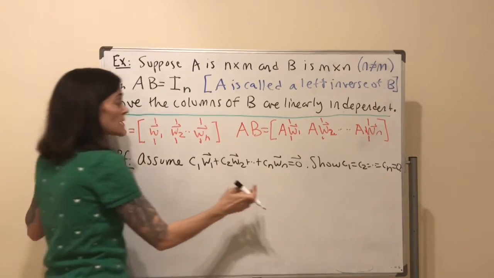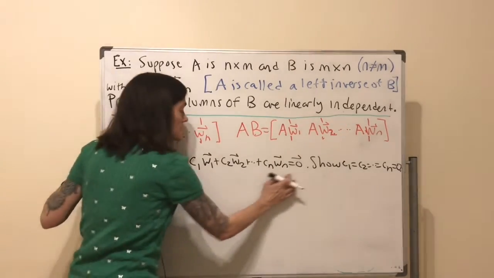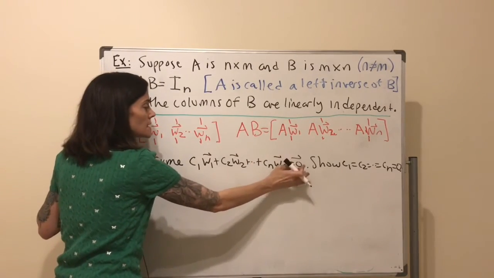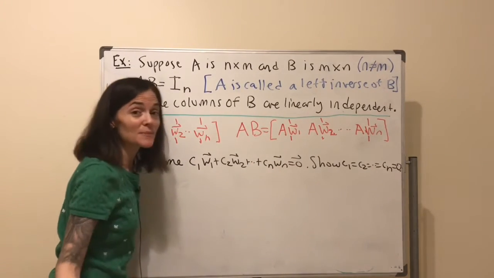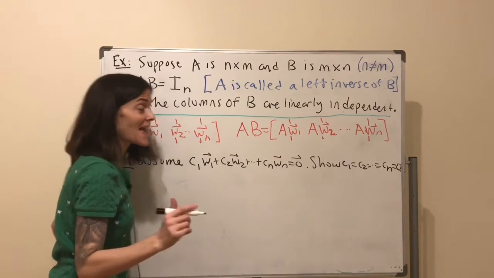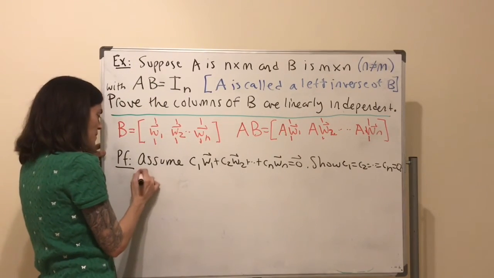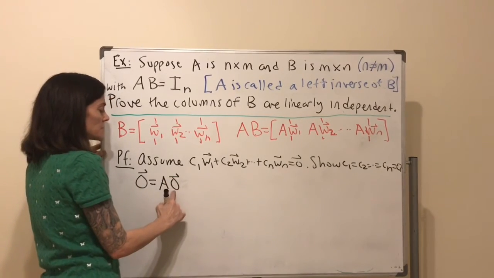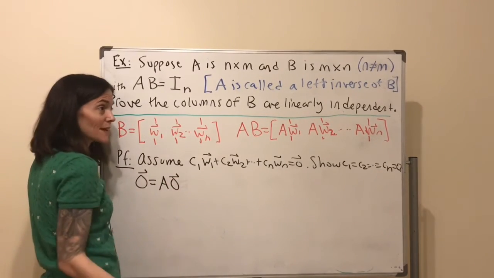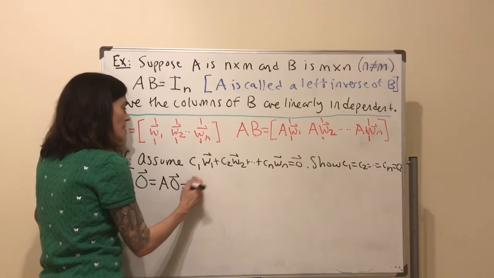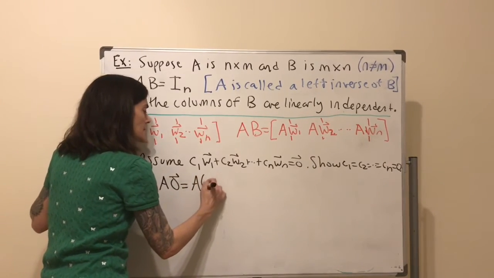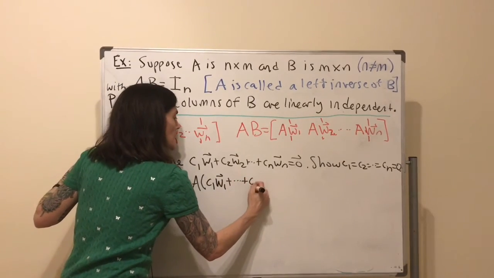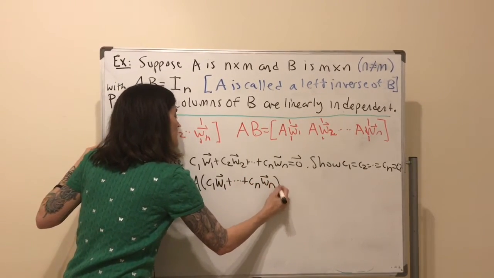Okay, well, I have this equation. It says this sum is 0. I'm just going to multiply both sides by A, except I'm going to change the order of the sides. So first, A times 0 is 0. That's true for any matrix A. And then I'm going to apply A to this side. So I have A times C1 W1 out to Cn Wn.